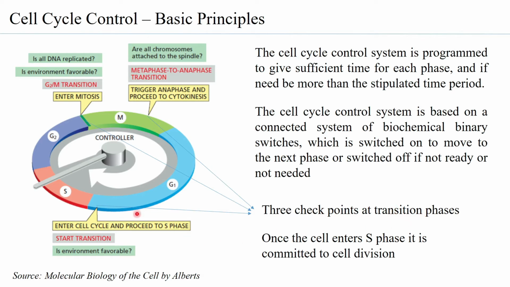I am repeating: the start checkpoint or the G1S checkpoint between the G1 and the S phase, the G2M transition checkpoint, which is between G2 phase and M, and the third transition point is between metaphase and anaphase. So in this particular part, we are going to focus mainly on the transition at the start point and also the checkpoint at the G2M.